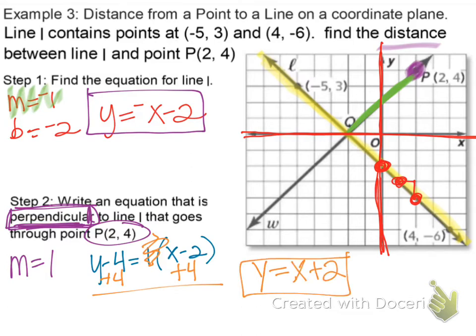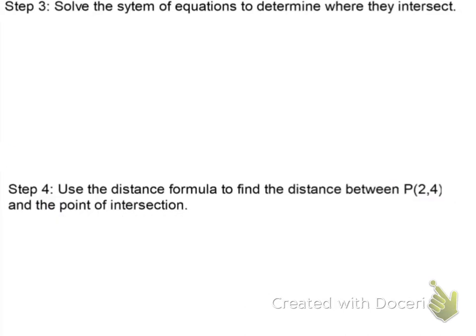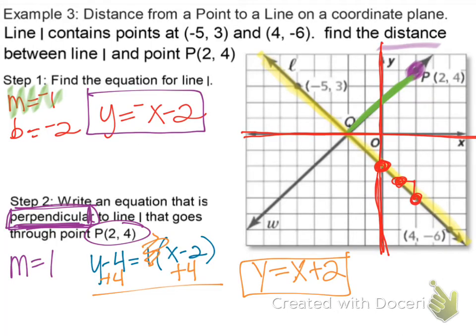Okay, now here we have a picture. So could I have looked at that other line and figured out that was the equation of the line? Yes. But you're not always going to have the picture, so we have to know how to do that. So there's our 2 lines. Number 3 says solve the system of equations to determine where they intersect. Again, I have a picture, so I could see where these 2 lines intersect, but you're not always going to have that.